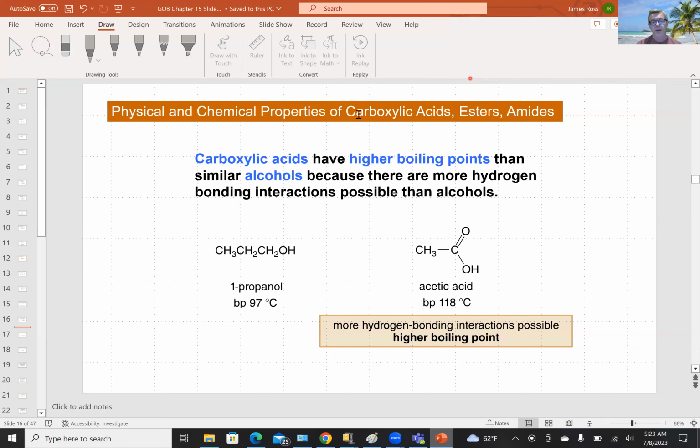And this is just because you've added an extra oxygen, so you've added the possibility of more intermolecular forces, more hydrogen bonding. The alcohol, at least the one shown on the left, only has one oxygen and one eligible hydrogen to hydrogen bond with. The molecule on the right has an eligible hydrogen, but now it has two oxygens capable of hydrogen bonding.